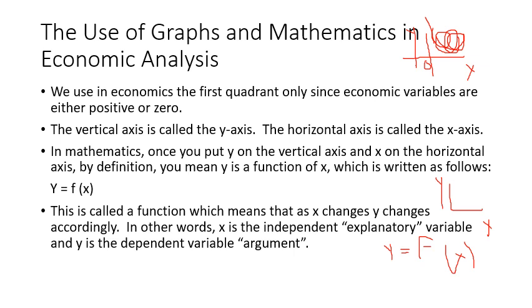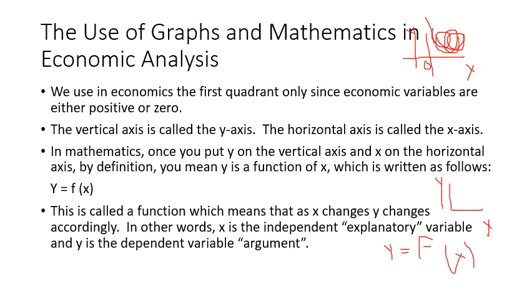So because in economics we do not have negative variables, we work in the first quadrant. The vertical axis, اللي هو المحور الرأسي, is called the y-axis. And please, my dear students, I do not like calling the axes y and x. I like to call them vertical and horizontal. Why did I say the vertical axis is called the y-axis? Because this is what they keep telling you all the time.